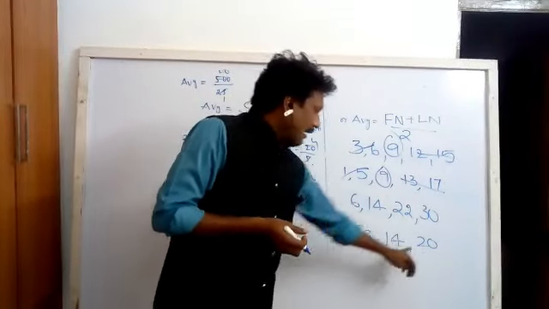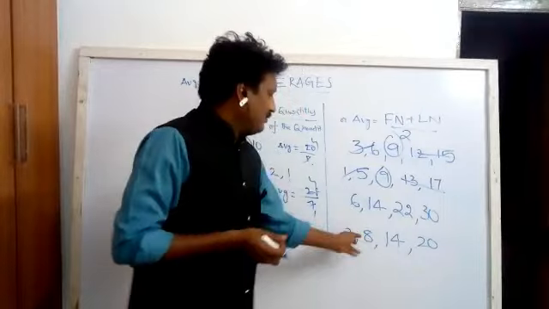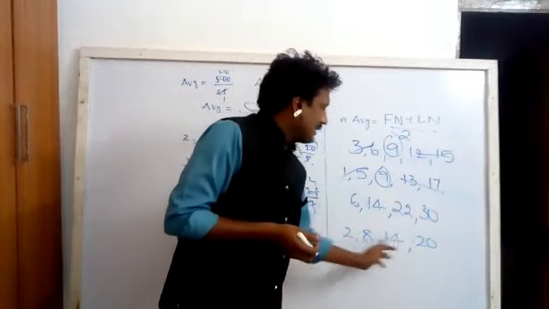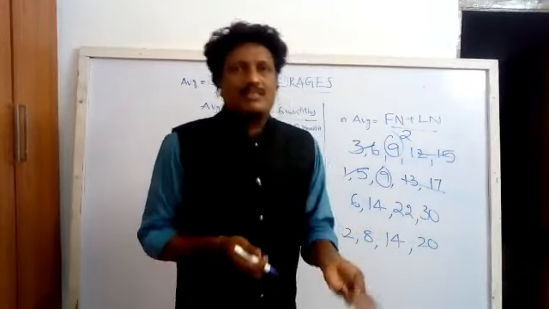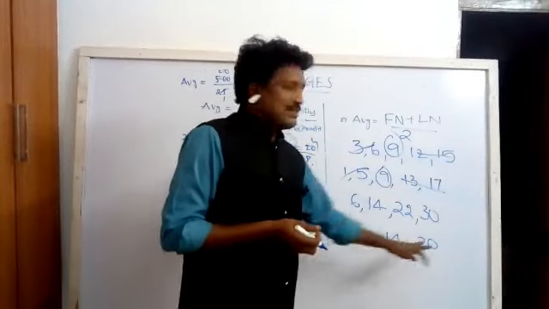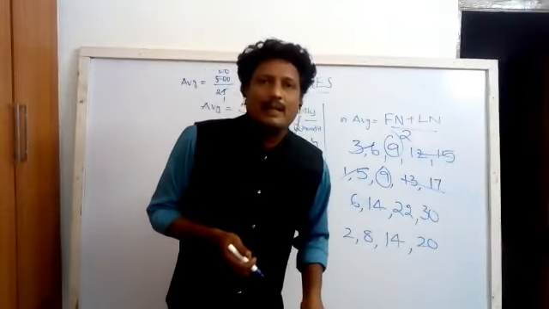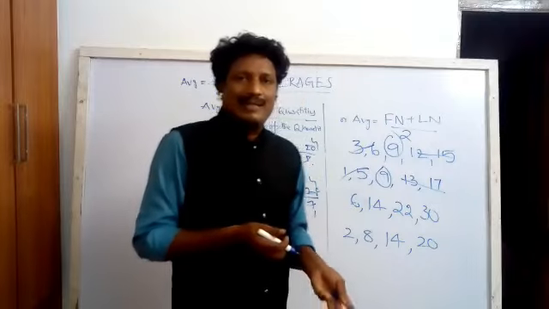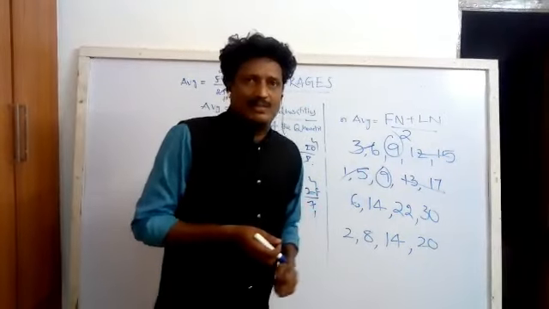Here also, I have given 4 quantities. The common difference here between these two numbers is 6, here also 6, here also 6. So the common difference is the same, simply apply first number plus last number by 2. 2 plus 20 by 2 means 22 by 2, we get 11. So 11 is what we can call the average here.